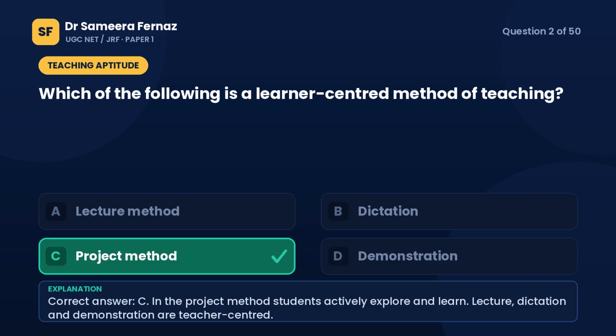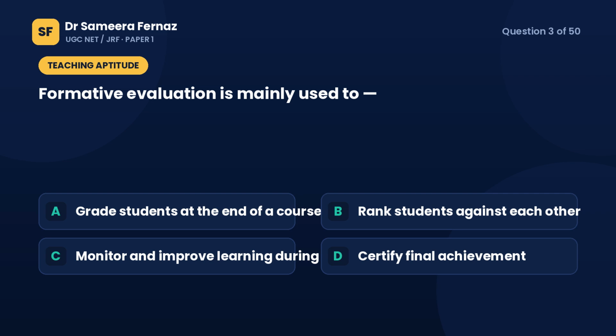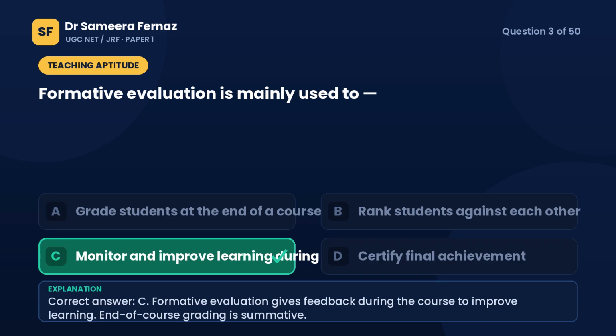Now question number 3, Teaching Aptitude. Formative evaluation. Is it for final marks or something else? So the answer is option A. It is to improve learning while teaching is going on. Final grading is called summative.